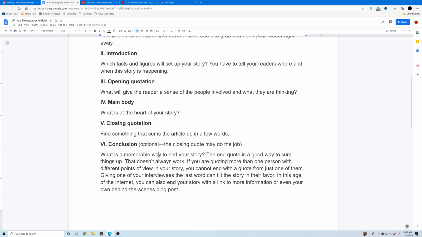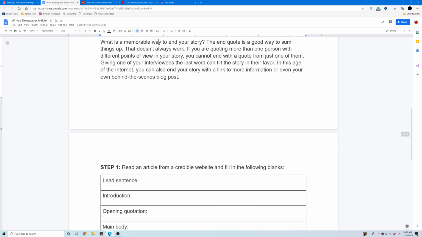If you're writing an article like this, what might be a memorable way to end your story? The end quote is a good way to sum things up. Well, that doesn't always work, and it's not always necessary. If you're quoting more than one person with a different point of view, you can't end with a quote from just one of them. You want to hear from everybody, and then it goes on.